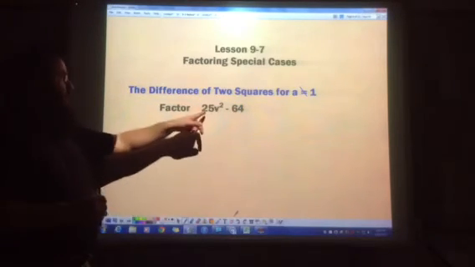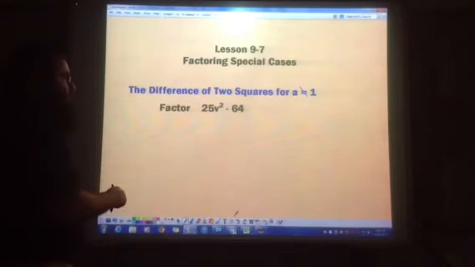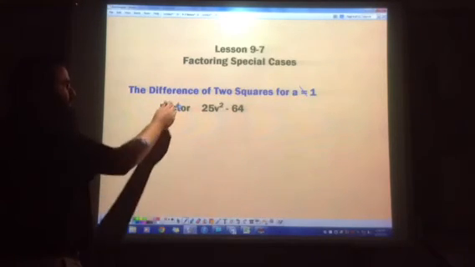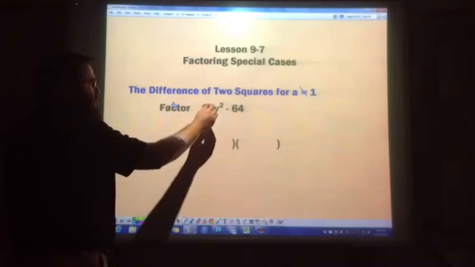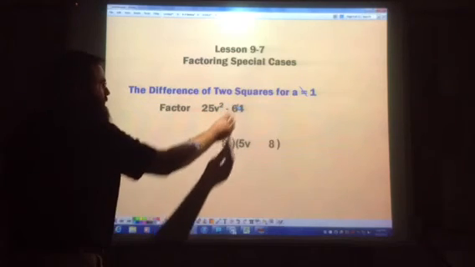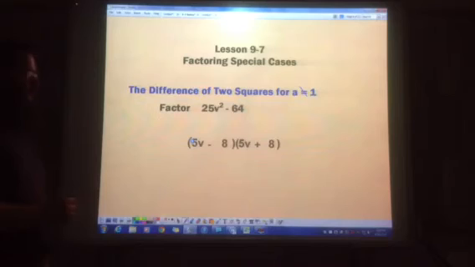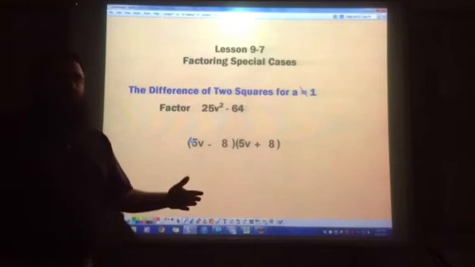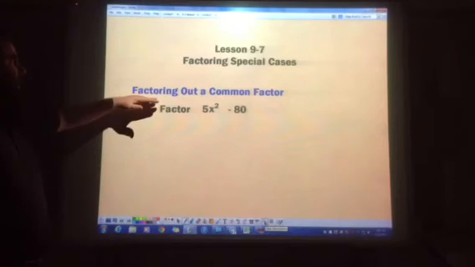All right, next example on this. 25b squared minus 64. See if you can race Mr. Hare to the finish of the binomial factoring. 25b squared, that's 5b times 5b. 64 would be 8 times 8. And the signs, one would be positive, one would be negative. I won.